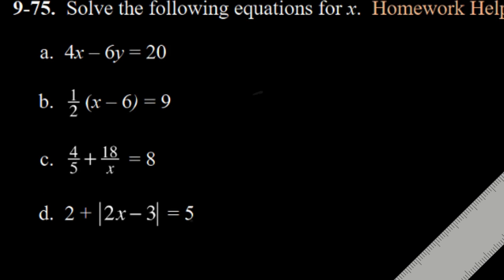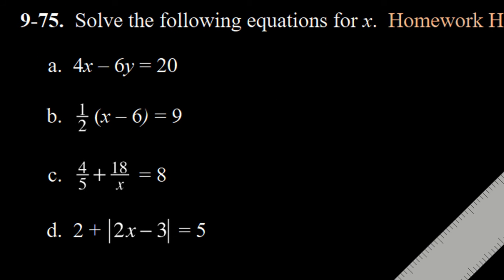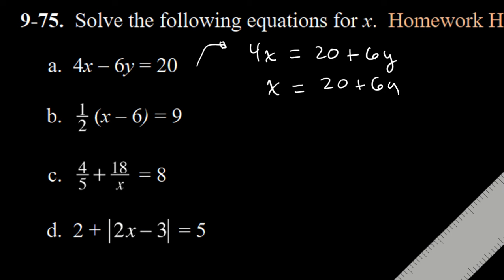Okay, 75. It says solve the following equations for x. Great. First equation, I'm going to add 6y to both sides, so that gives me 4 times x is equal to 20 plus 6y. Now I'm going to divide by 4, so x is 20 plus 6y divided by 4.